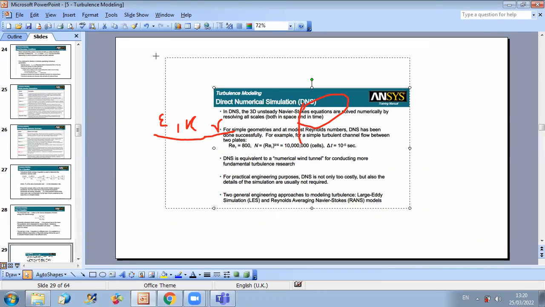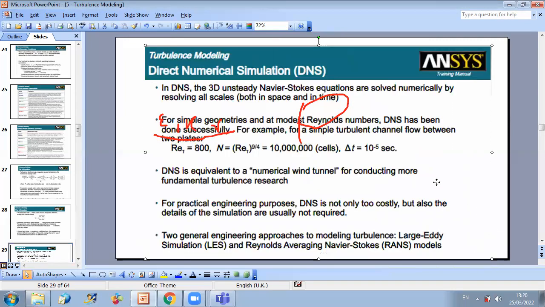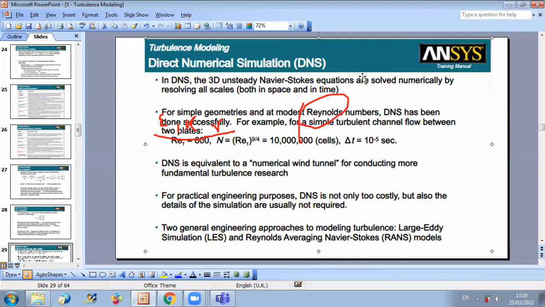Now, we have another type, which is one of the most complex turbulence modeling approaches: direct numerical simulation. As the name indicates, in direct numerical simulation we actually solve the Navier-Stokes equations in certain zones, and this requires a very high computational time. So in direct numerical simulations, the 3D unsteady Navier-Stokes equations are solved numerically by resolving all scales, both in space and time. And this makes the computation really challenging.